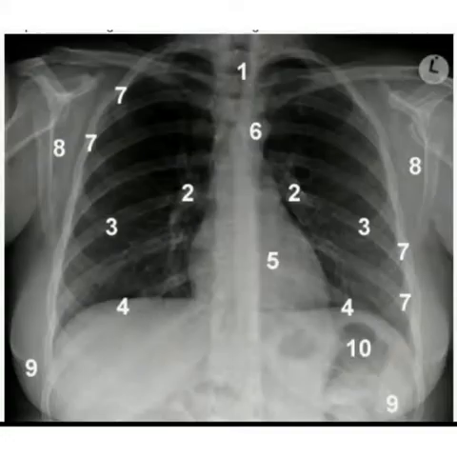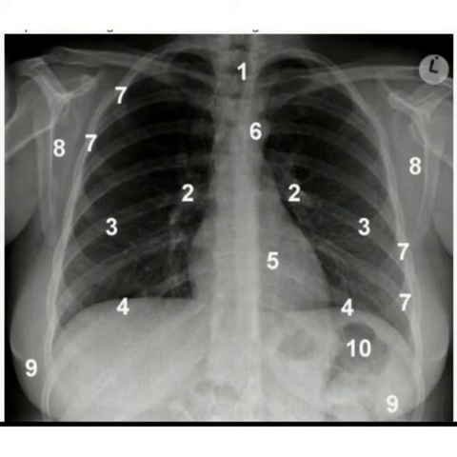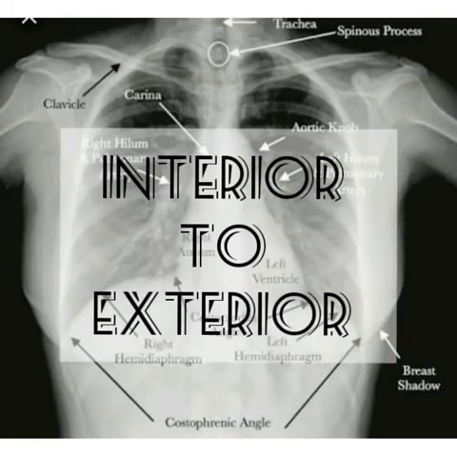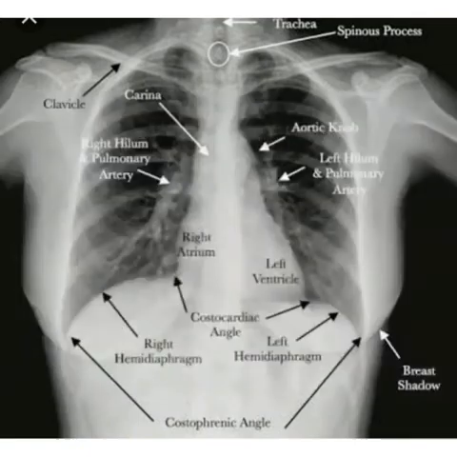Many structures of the chest are readily visible on a chest X-ray. The visible structures are 1st trachea, 2nd hilum, 3rd lung, 4th diaphragm, 5th heart, 6th aortic knuckle, 7th ribs, 8th scapula, 9th breast, 10th bowel gas, and many other invisible structures like sternum, esophagus, spine. We must check from the interior to exterior direction. It is important to look at every part of the pathology.